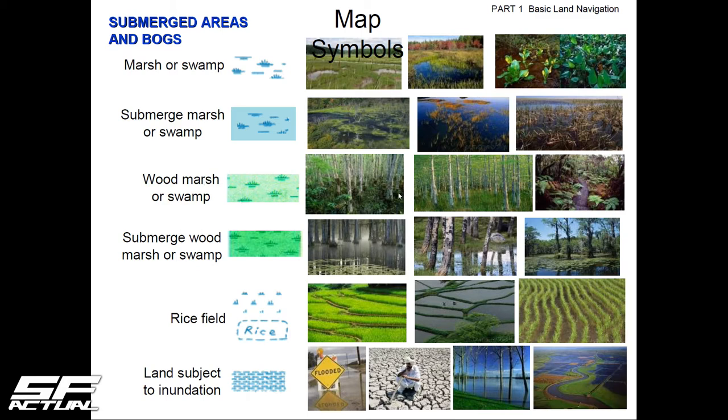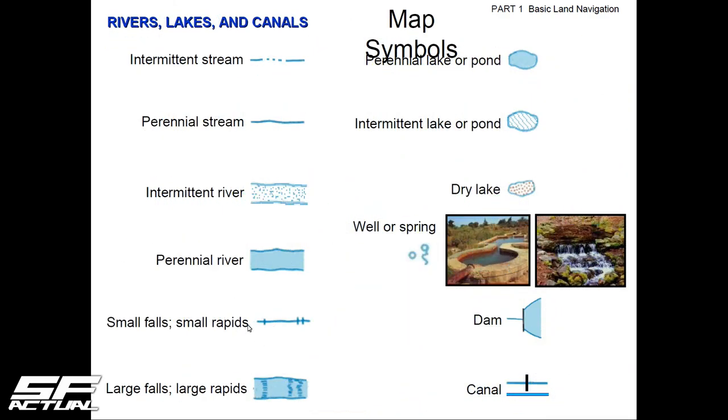Wood marsh or swamp, you can see here it's got trees, submerged woods and swamps. And this stuff is also going to indicate, you know, types of threats that could be out there, crocodiles, snakes, different kind of stuff. Not just, you know, how easy is it going to be to walk or navigate it. Rice fields and land subject to inundation, things getting flooded out and stuff.